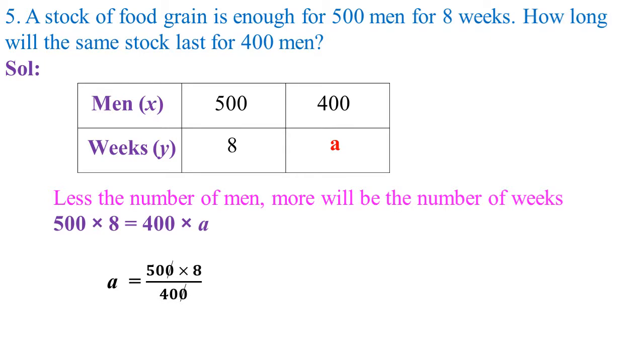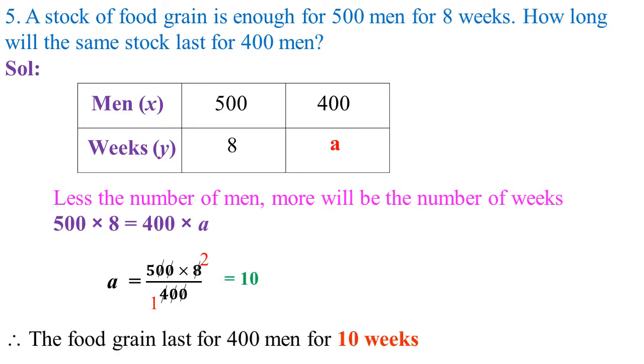Here 0 and 0 get cancelled out. Another 0 and 0 get cancelled out. Here the common factor is 4. So we can divide both 8 and 4 by 4. 1 4 is 4, 2 4s are 8. So the A value is 10. Therefore, the food grain lasts for 400 men for 10 weeks.